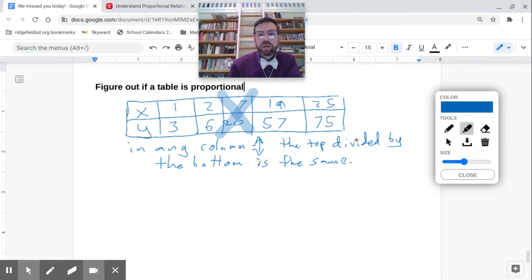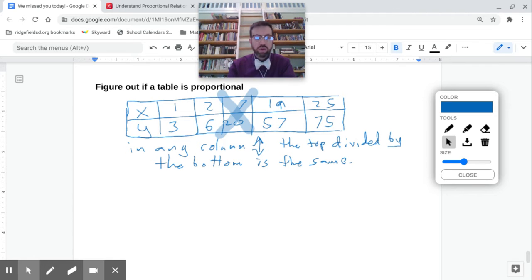So in any column, the top divided by the bottom has got to be the same, or the top times the same number has got to be the bottom number. 1 times 3, 2 times 3, 19 times 3, 25 times 3, but 7 times 3 is not 20. So that's really the only solid way to figure out if a table is proportional. So that's one of the big things we want to have in our notes. How to find out if a table is proportional.